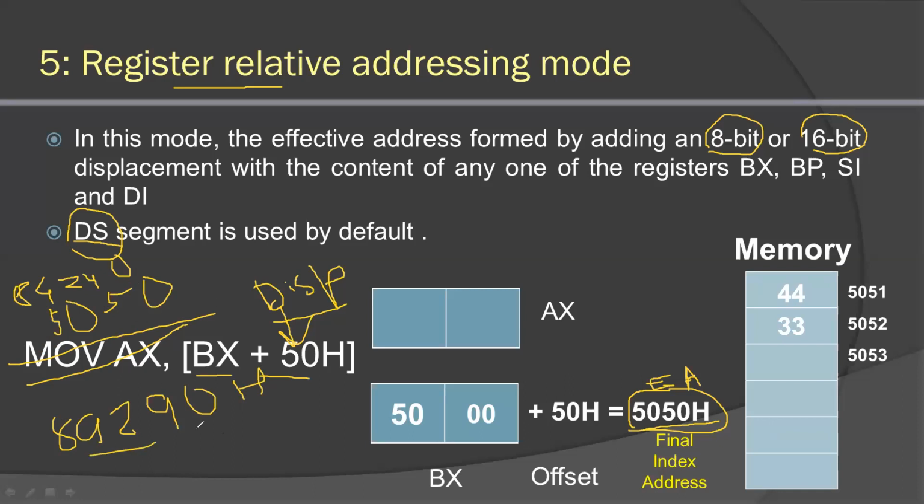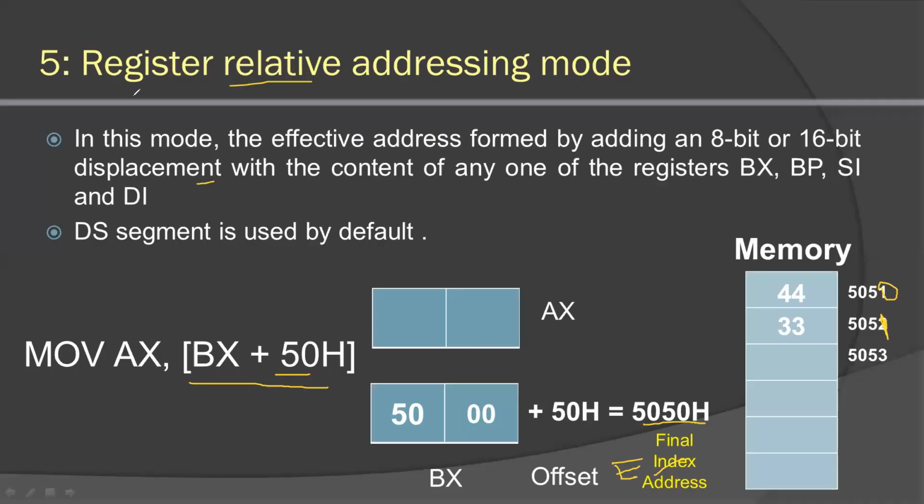89290 will be the final physical address. Now, okay, correct. 89290. Okay. इंडेक्स एड्रेसिंग मोड है. इंडेक्स एड्रेसिंग मोड नहीं है ये. Yes, ma'am. Okay. So after execution of this instruction, what will be the content of AX?